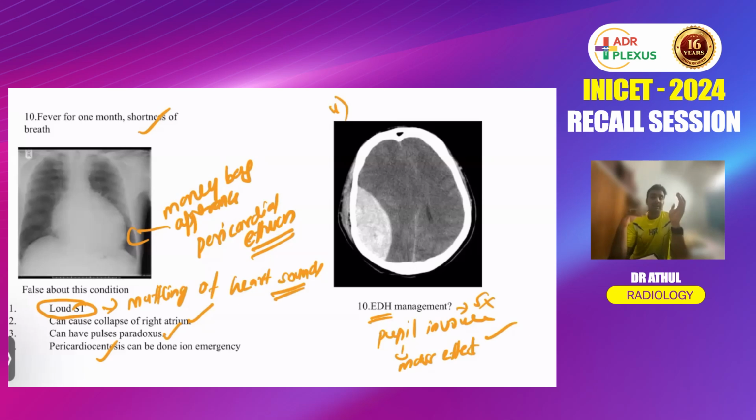So forget about our INICET anyway. Whatever done is done. You should never waste time thinking about INICET. What you have to do is start preparing for NEET.